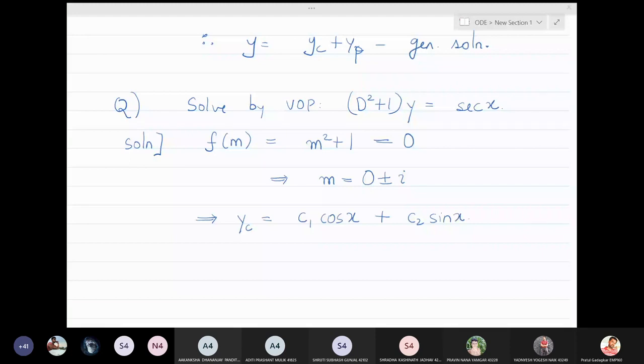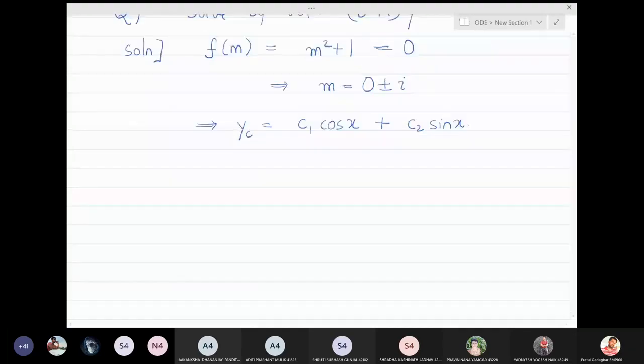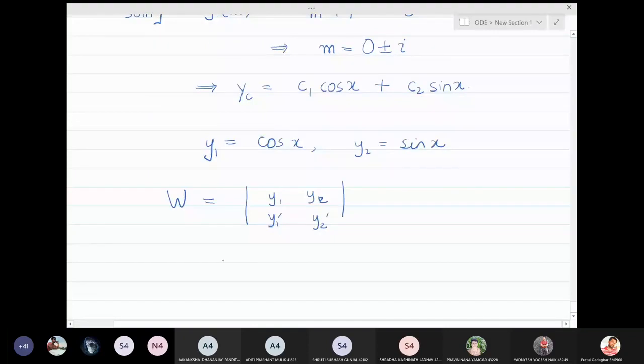Therefore, your yp. Now, before calculating that, let me write what y1 is here. Y1 is cos x and y2 is sin x. These are the two linearly independent solutions of the homogeneous differential equation. And therefore, what is your Wronskian? Wronskian is y1, y2, y1 dash, y2 dash. In the previous problems, we have calculated the Wronskian of such things, and the Wronskian turns out to be 1. Cos square x plus sin square x, you get that combination in the above problems.